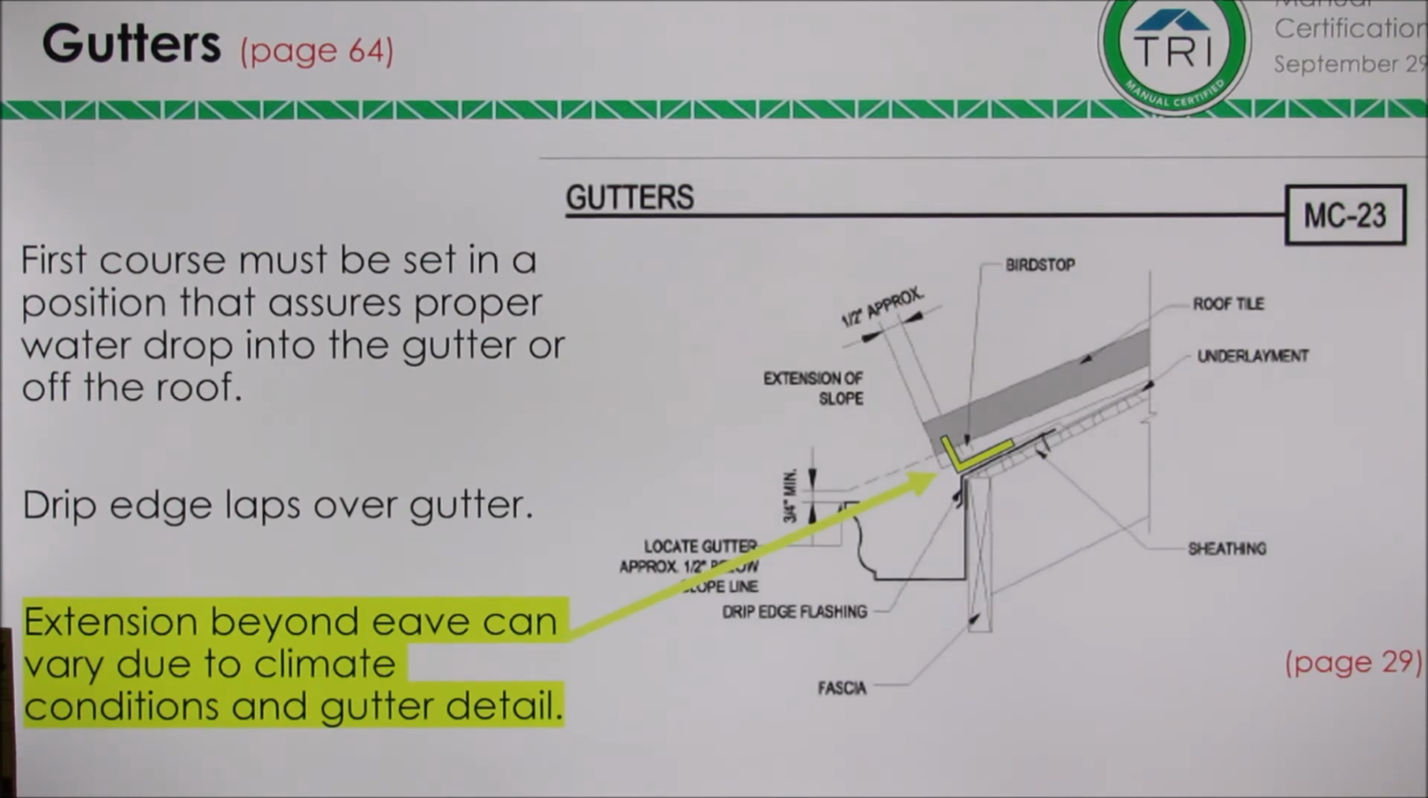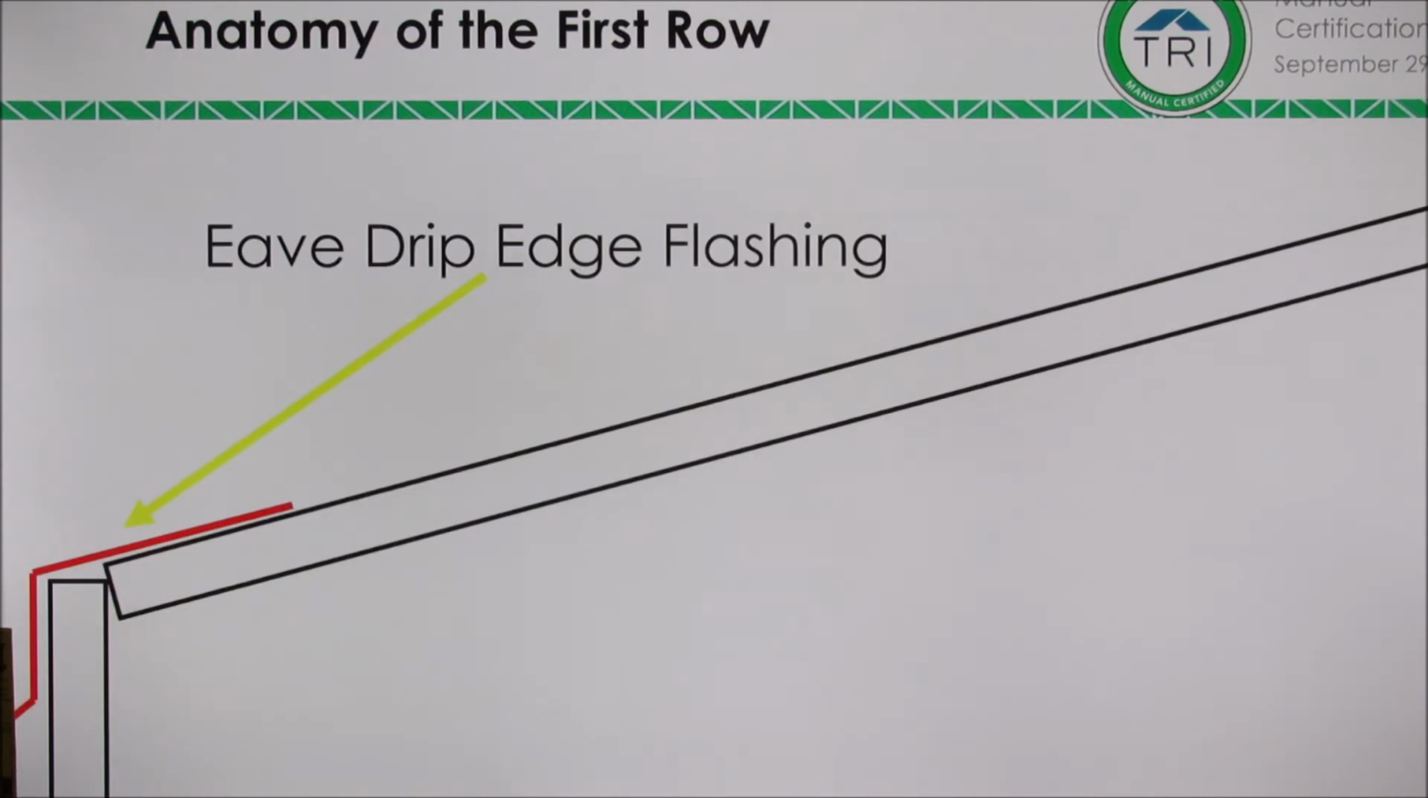Okay, turn to page 64 again, and we'll see that highlighted note that says that the extension beyond the eave can vary due to climate conditions and the gutter detail. So we don't have a specific number. You know, we don't have down to 1/8 of an inch. You must install your tile with X amount of overhang. The roofer has a role to play in determining how that's installed.